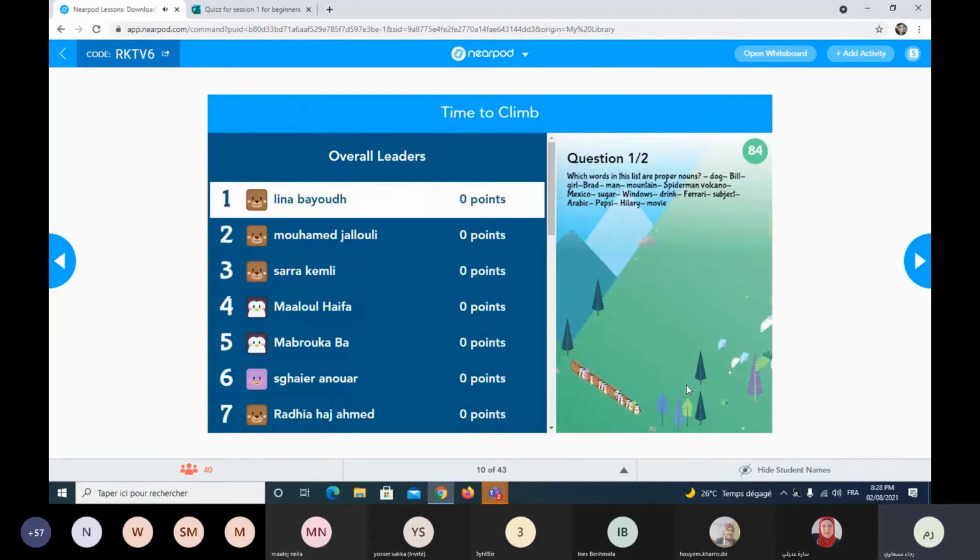So question 1: which words in this list are proper nouns? You have the list: dog, bell, girl, rat, man, mountain, Spider-Man, volcano, Mexico, sugar, window, train, Ferrari, object, perfect.